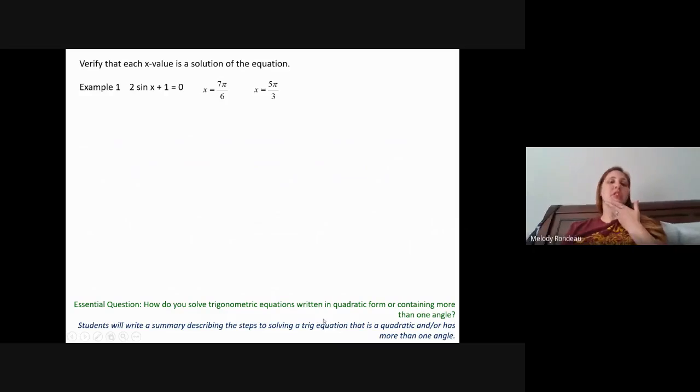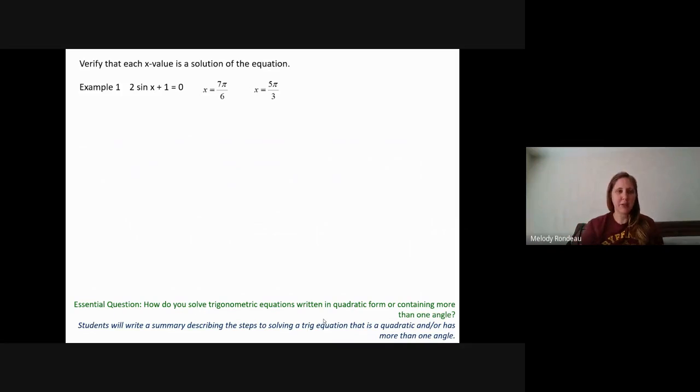Here we go. So we're going to start by verifying that the x value actually works in the equation. I'm going to do them one at a time, so I'm going to plug in my x value and just make sure that it works. So I have 2 sine of 7 pi over 6 plus 1 equals 0. And then in order to solve this, I'm going to need to figure out what sine of 7 pi over 6 is.